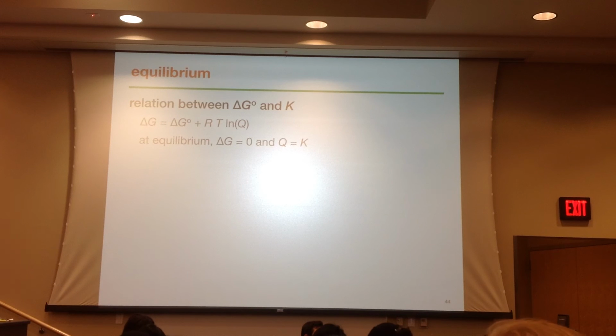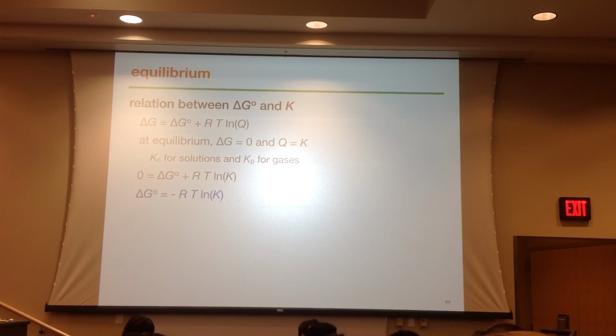At equilibrium, the definition of delta G is that delta G is equal to 0. By definition, at equilibrium, Q is equal to K. So I'm going to make those substitutions. Of course, we'll use K and Kp for gases and solutions. 0 is equal to delta G0 plus RT log of K. Solve that for delta G0, and I get minus RT log of K. It's blue, it's important, memory bank it.